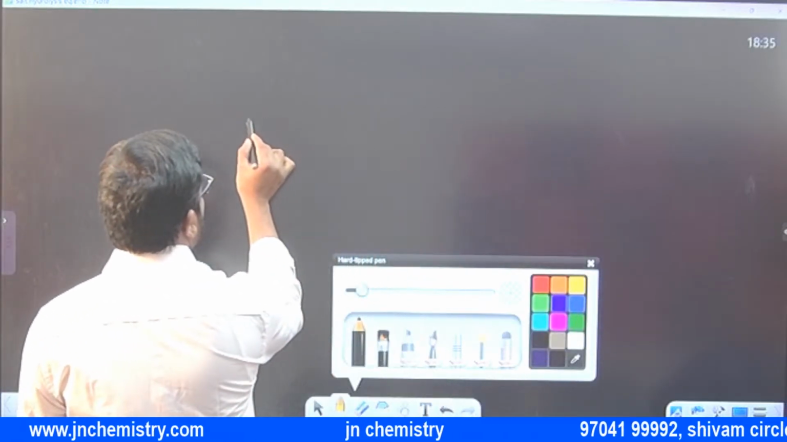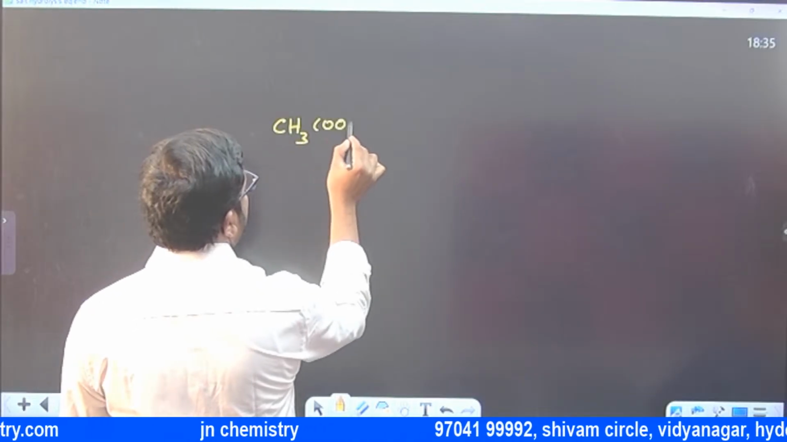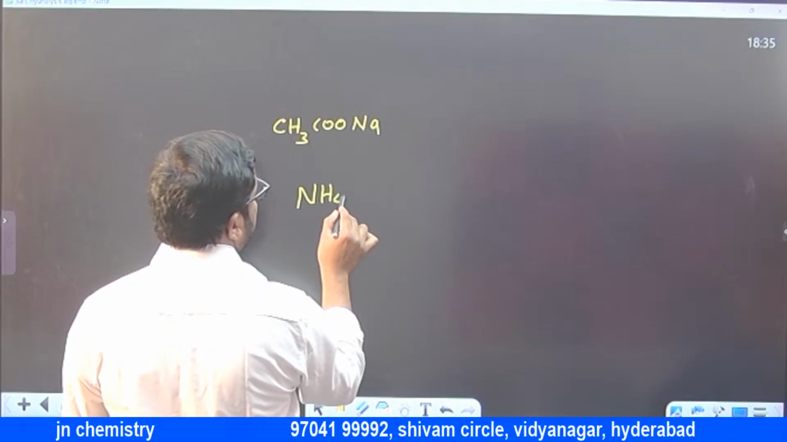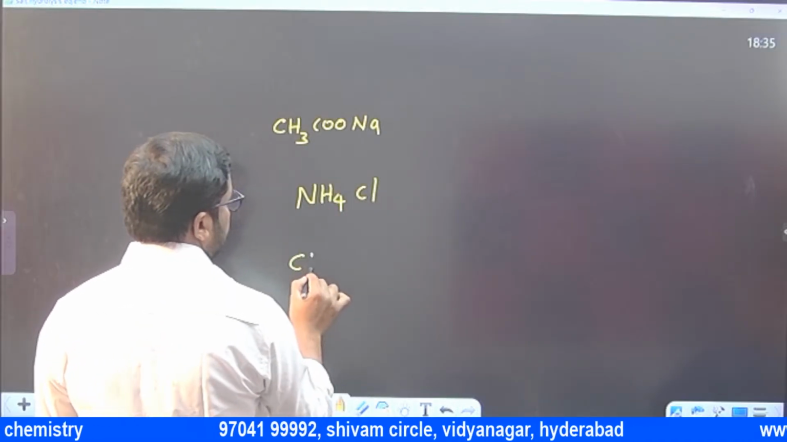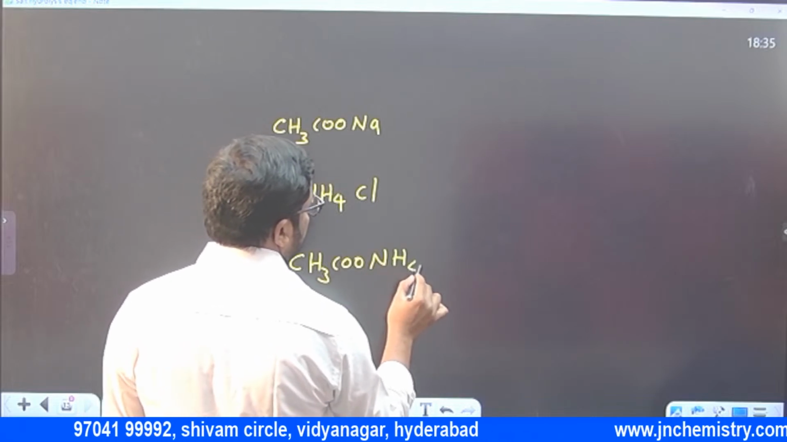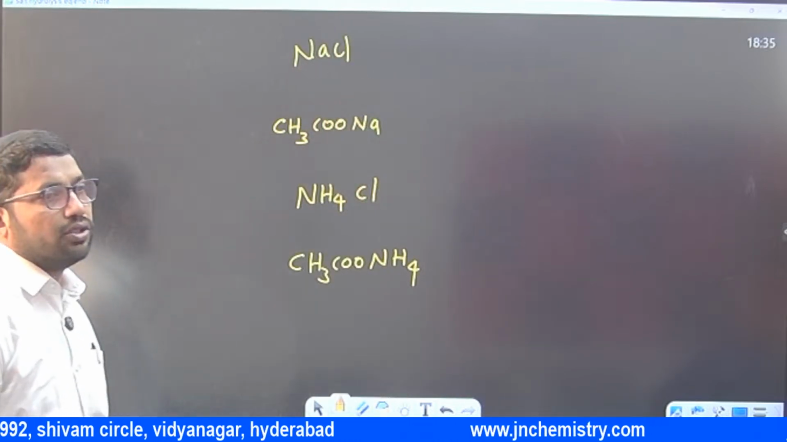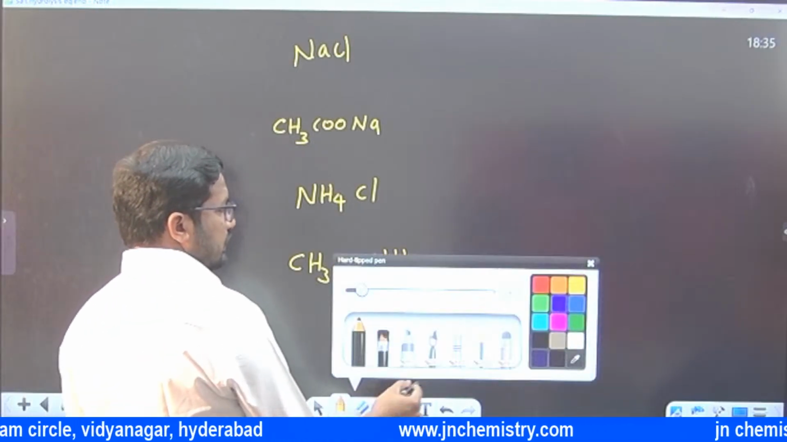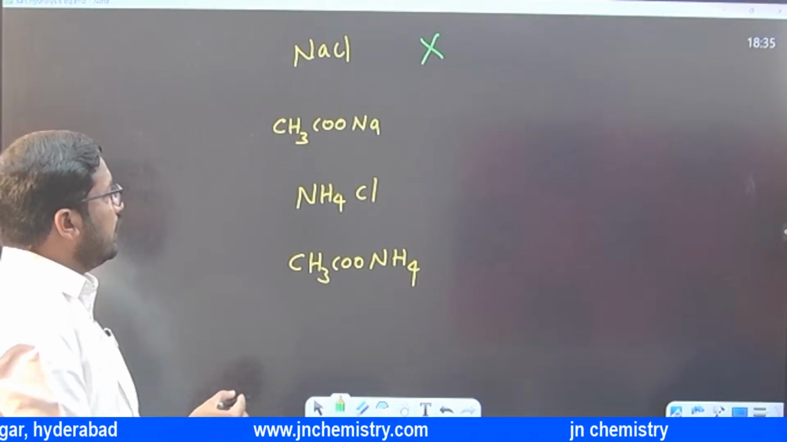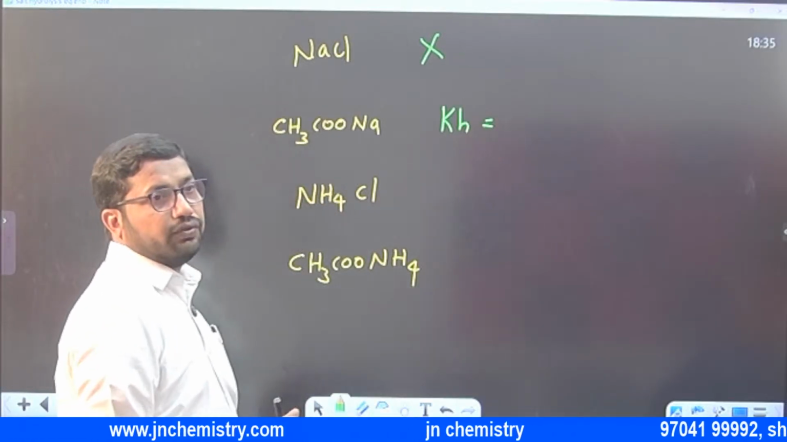we'll discuss one. Salts, for example, CH3COONa, NH4Cl and CH3COONH4. Of course, NaCl is there. It is a salt of strong acid and strong base. So in this case, it won't undergo hydrolysis, of course. In this case, what, Nana? KH is equal to. What is the KH value?